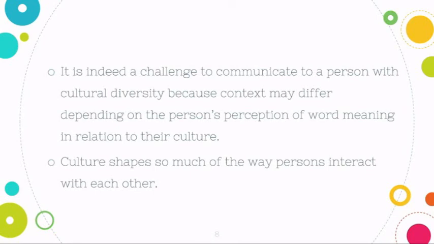Even the experiences, the level of familiarity, whether the topic is familiar to the person or not, and the language being used are all involved in the context. Culture shapes so much of the way persons interact with each other. So there's a difference in how Filipinos communicate with one another, and there's also a different way Japanese do it. It's a matter of the differences in culture, which influences how people interact with one another.